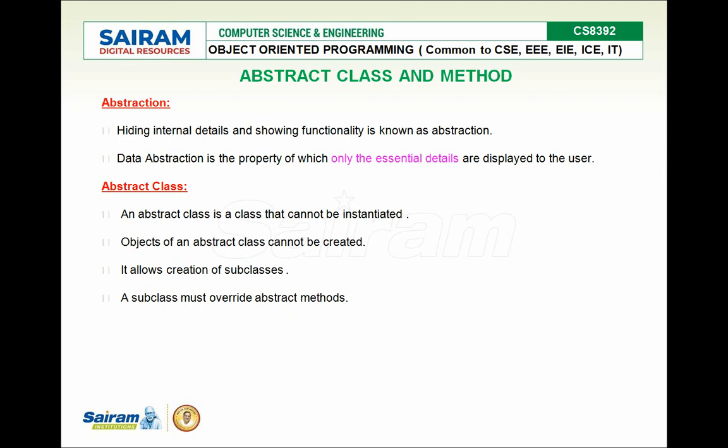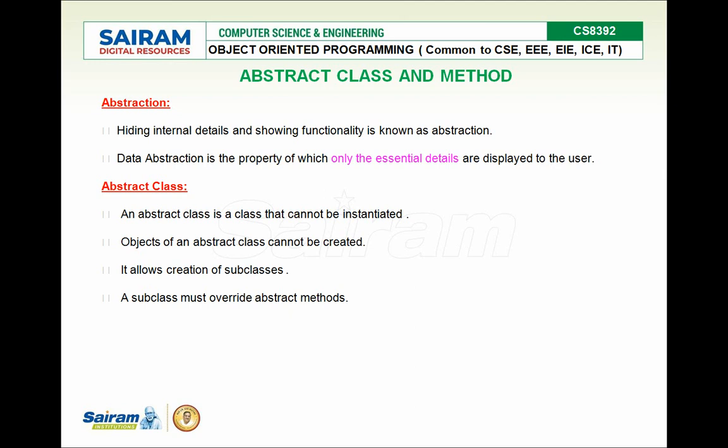Objects cannot be created for an abstract class, but you can inherit the abstract class, or abstract classes can be subclassed. And in a subclass, the subclass must override abstract methods. An abstract method is a method available in an abstract class which does not have any definition. Those abstract methods must be defined or overridden in the subclass. So that's what we discussed.